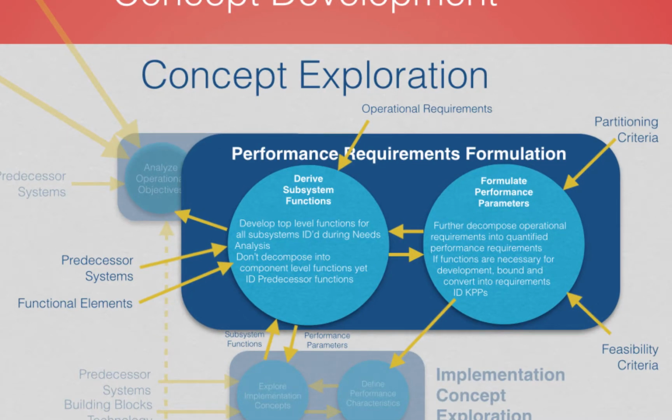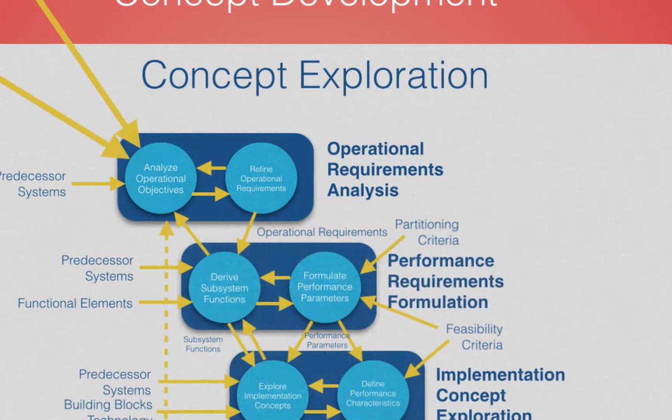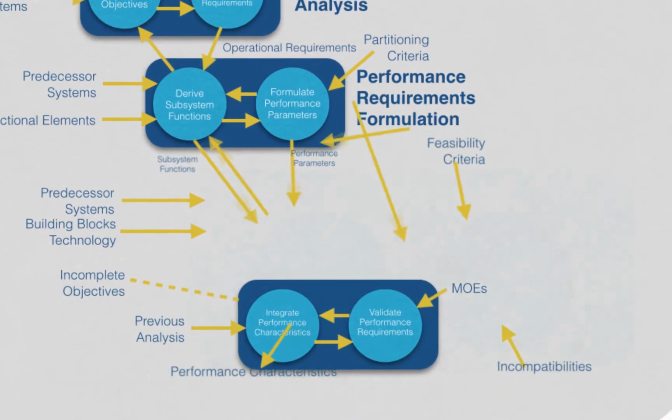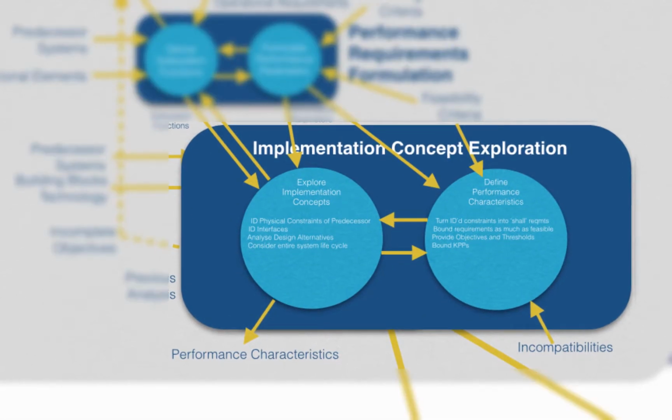After we're comfortable with formulating our initial performance requirements, we can proceed into implementation of concept exploration. It's here that we identify the physical elements of predecessor systems that our system is going to be incorporated with. What kind of physical interfacing our system is going to have to comply with in order to work with the predecessor system. Will it replace the entire system or only part of it? It's here that we identify those physical interfaces that our system must take into account from the beginning.